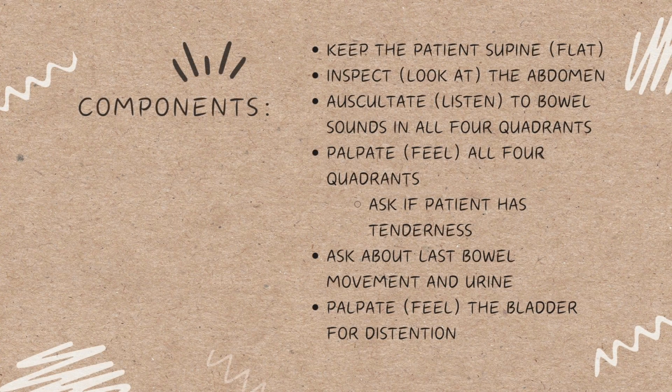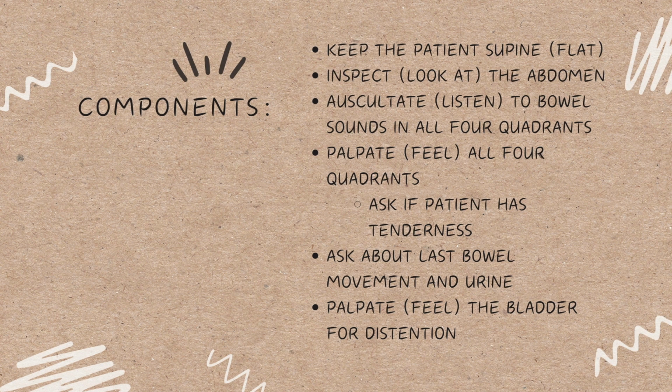These are the components for the GI and GU portion of a head-to-toe assessment. You want to keep the patient supine or laying flat on their back. You should inspect or look at the abdomen, auscultate or listen to bowel sounds in all 4 abdominal quadrants, palpate or feel all 4 abdominal quadrants, ask if the patient has tenderness while palpating, and then ask questions about the last bowel movement and urination.